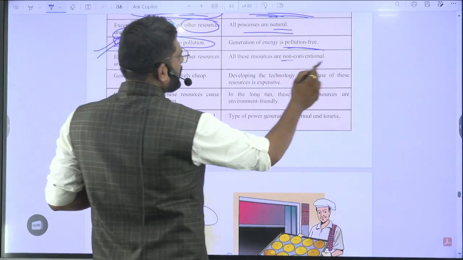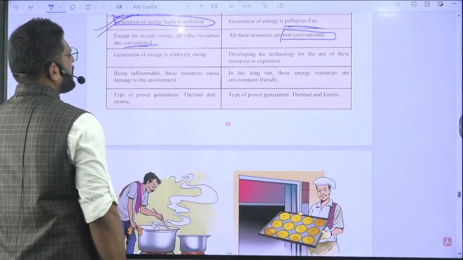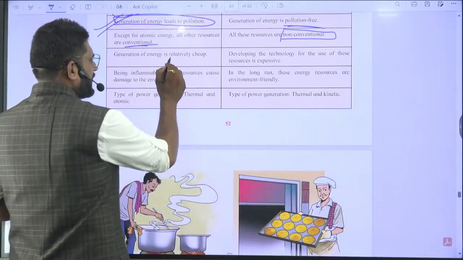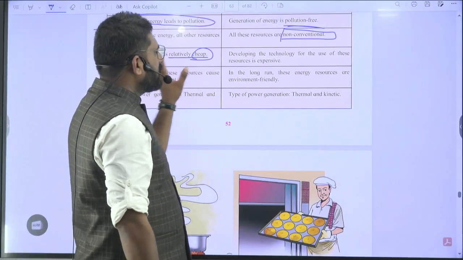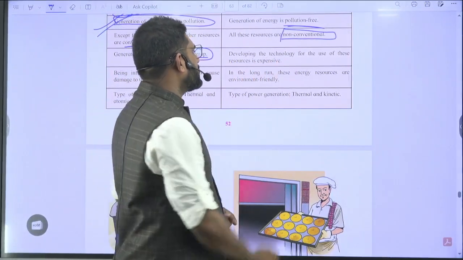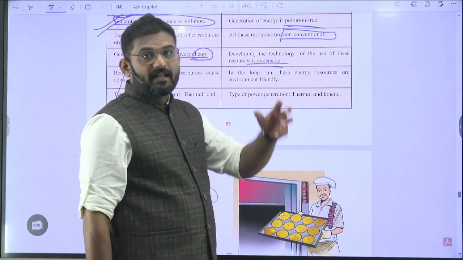मी तुम्हाला सांगितलं कन्व्हेन्शनल नॉन कन्व्हेन्शनल इन द बिगिनिंग, परत सांगणार नाही. जनरेशन ऑफ एनर्जी इज रिलेटिव्हली चीप. ॲटॉमिक एनर्जीला पैसा लागतो, ठीक आहे, बाकी चीप वेळेमध्ये होते, बट यांना करण्यासाठी एक्सपेन्सिव्ह असते. ओके, पैसा लागतो सेटअप करण्यासाठी.